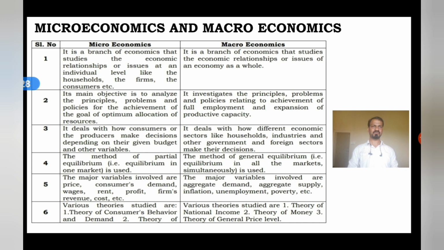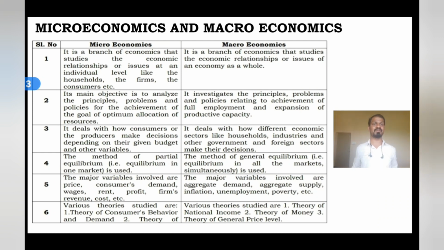Come to macroeconomics. This kind of economics you will learn in your second part, in another textbook, the macroeconomics book. Before that, let us understand what macroeconomics is. Macroeconomics is also one of the branches of economics. It studies economic relationships or issues of an economy as a whole. Here we study economics at an aggregate level. We club all the households and all the firms. If we club all the firms, we get the aggregate of firms as industries. Here we learn about industries and general price levels, and it considers the total households in that nation or economy.